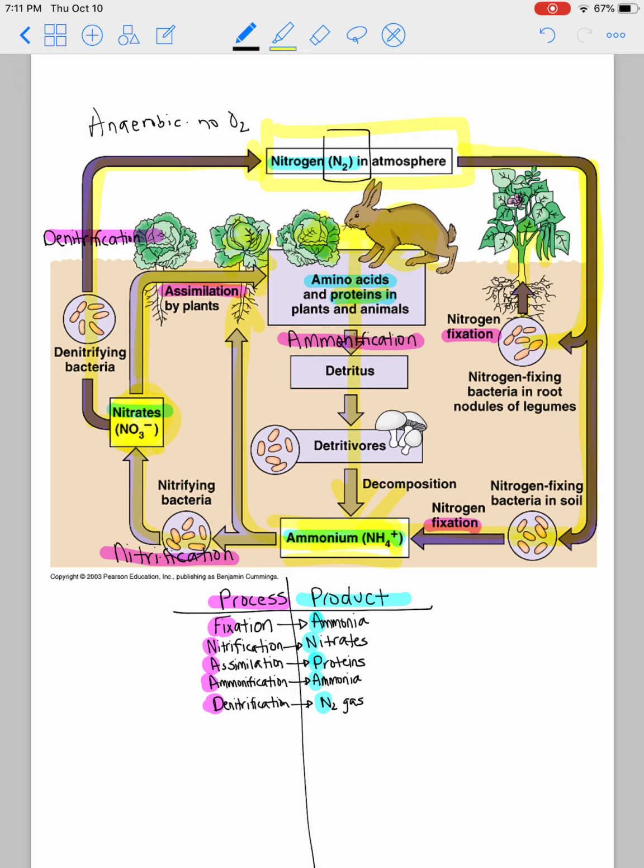So at the bottom, remember that FixNAD and PAN kind of helps you just keep it all together, the process and the product. And I tried to color code them in the diagram as well so you can see where everything is happening.